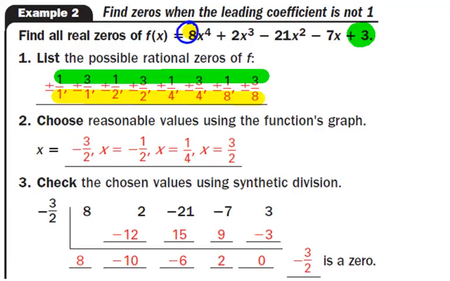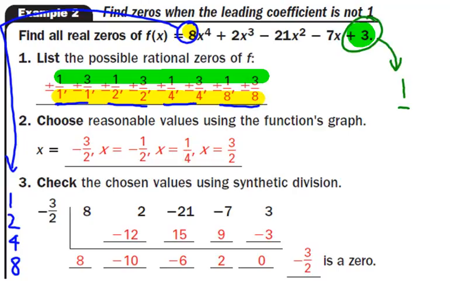The number 8. I need a little room to work here. The possible factors of 8 are 1, 2, 4, and 8. Those are all the numbers that go in the denominator, and look what you see here: 1, 2, 4, and 8. And for the number 3, the only factors are 1 and 3. So I have to take the 1 and put that over each one of the possible denominators, and then the 3 and put that over each one of the possible denominators.